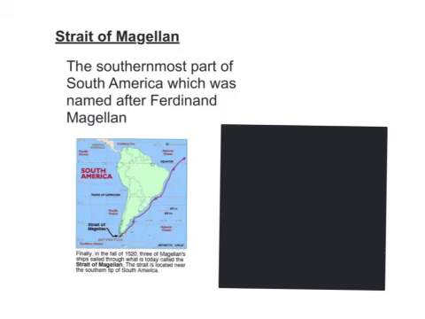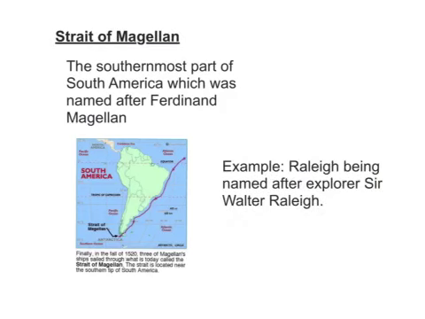Our final key term for the age of exploration is the Strait of Magellan. This is a strait at the southernmost part of South Africa, which was named after the explorer Ferdinand Magellan. This is shown in the map below. Another example of a location being named after an explorer is Raleigh, North Carolina, which was named after explorer Sir Walter Raleigh. Make sure you include an example or a picture on the right-hand side of your vocabulary chart.